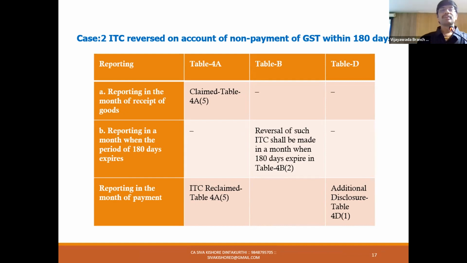Anyways, case 2. See, don't look at this year 9. Imagine next year 9 with this kind of disclosure requirement in 3B. What will happen? So anyways, ITC reversed on account of non-payment of GST within 180 days. So first you availed. In the month in which 180 days crossed, you reverse it. In which reversal? 4B1 or 4B2? 4B2, because once you make the payment, you are entitled to re-avail, no? 4B1. Next, in the month in which the payment is made, you are required to avail in which column? 4A5. Again, disclose it in 4D1.